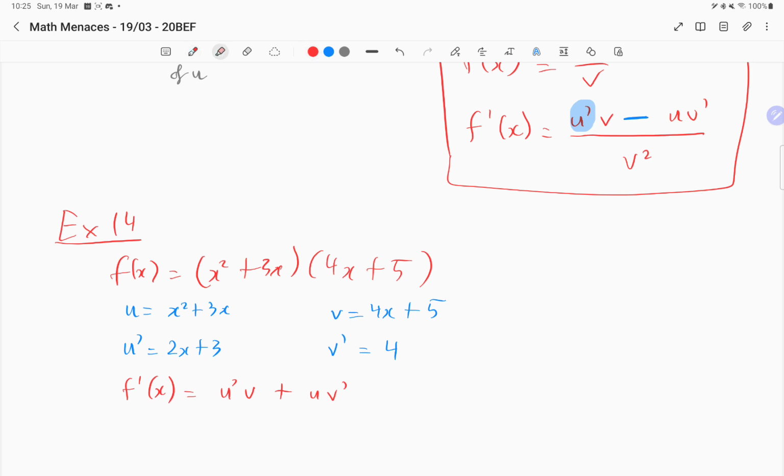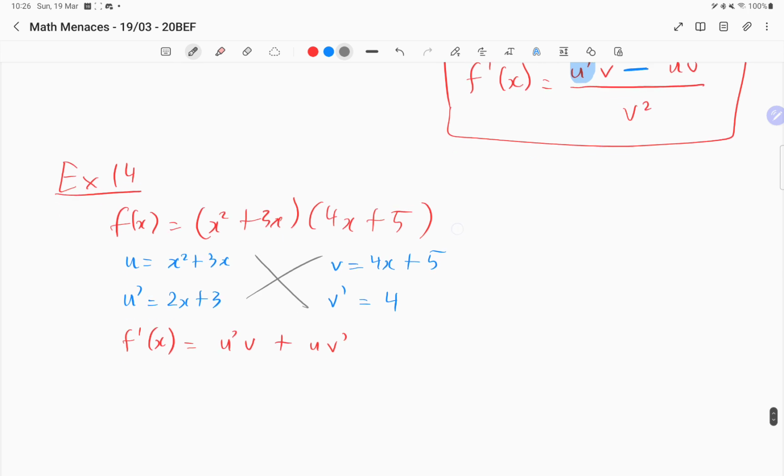When you look at that, u dash v always starts from here and then you multiply across, and then u v dash is this one here. So it always gets multiplied across. Make sense? The short notation of this is I normally do that, just to remind myself that u dash links to v and u links to v dash. So you derive u first. So u dash v is, put everything in brackets if it's more than one term, (2x plus 3) times (4x plus 5), and then plus u, which is x squared plus 3x, times v dash, which is 4.